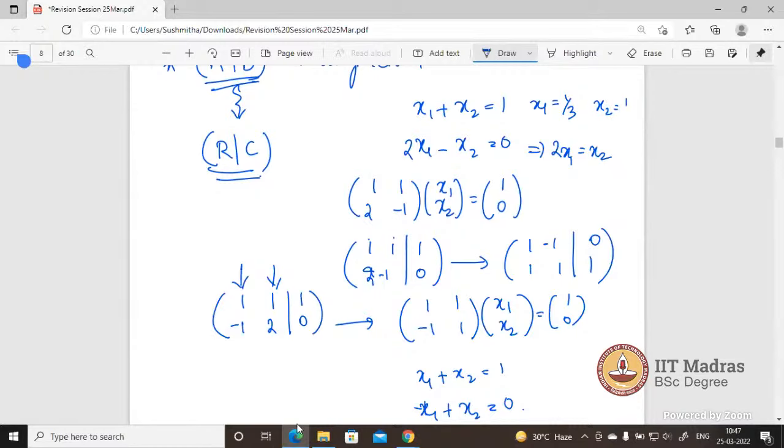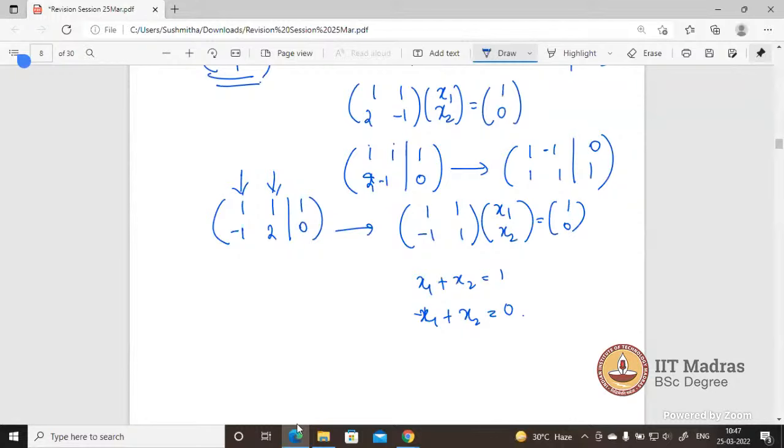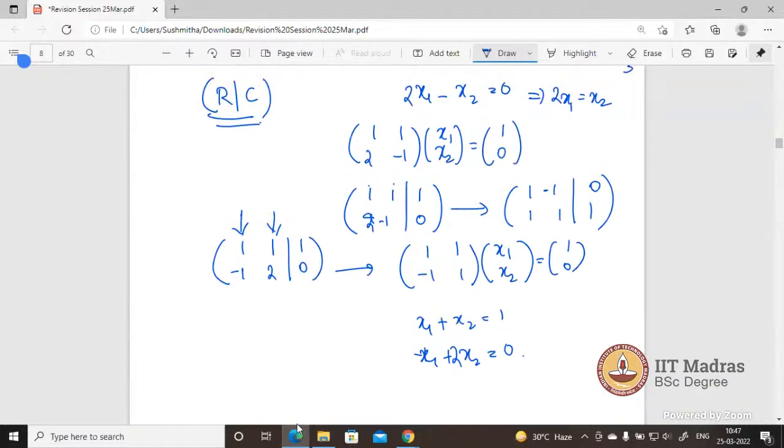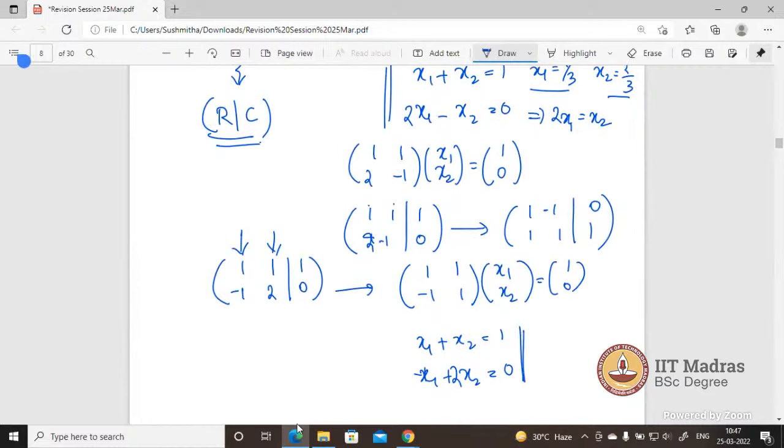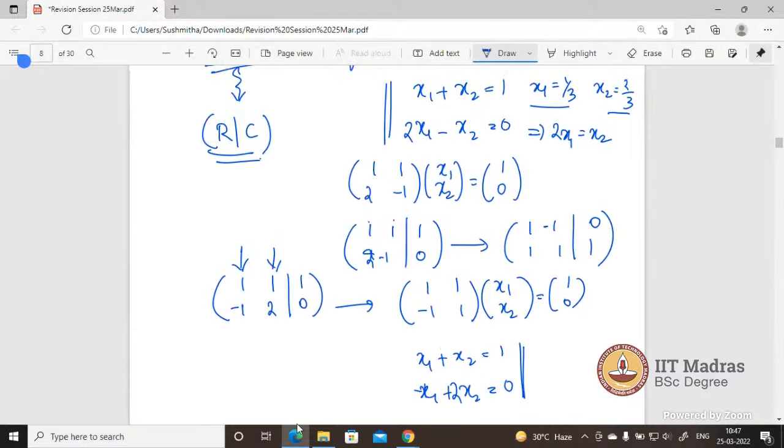Now what is the solution to this system, 1, 1, minus 1, 2? I just found the solution to the other system. What is the solution to this one? x2 is becoming 1 by 3, and x1 is becoming 2 by 3. Just reversed: x2 was 2 by 3 and x1 was 1 by 3. So the solution itself changes, right?